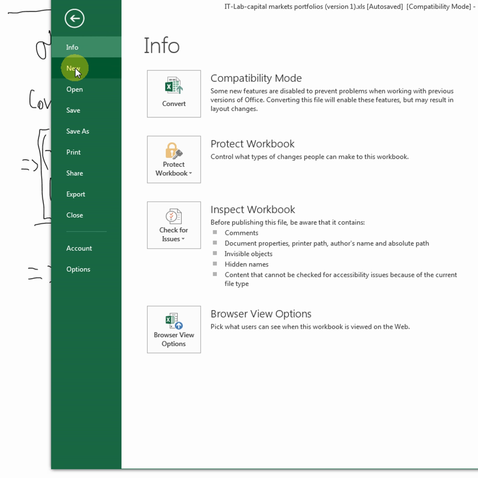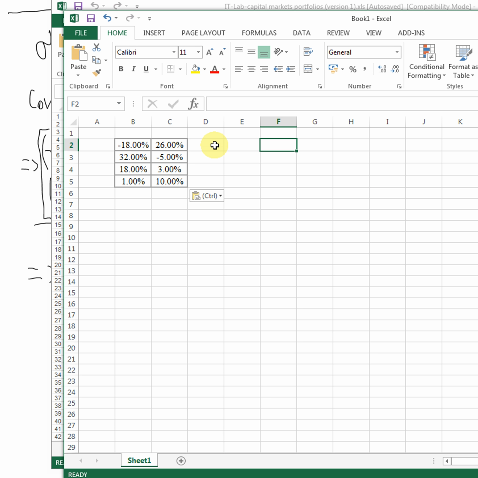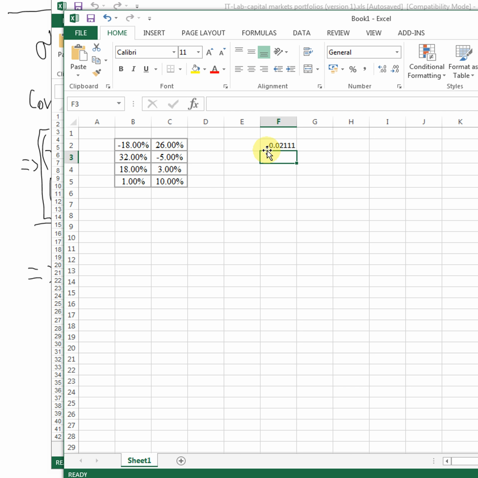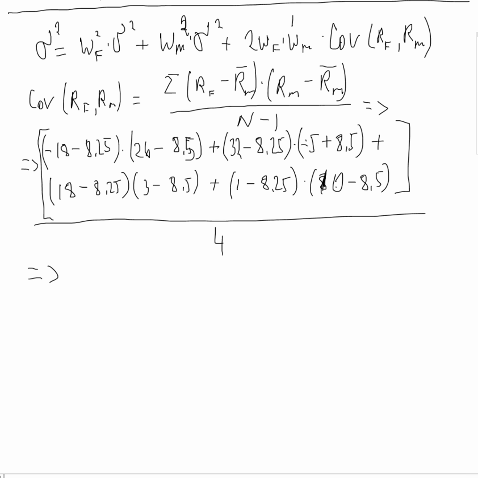If I just use new, I'll just do covariance here. If you have a calculator, you don't really need this, but because I don't have one, and in the exam you will be dealing with such questions. So this is the covariance. It appears a negative correlation, so minus 0.02. So let's have that here, minus 0.02. So this whole thing is equal to minus 0.02.